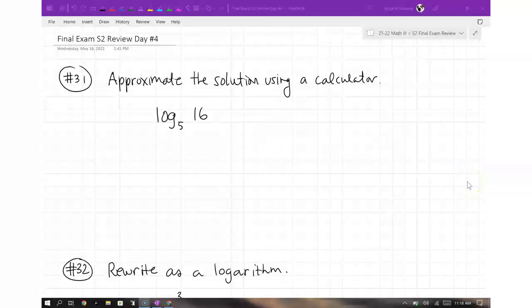All right, so final exam semester 2 review, day number 4. We only have one more day after this to finish off the 50 questions. So for number 31, it says approximate the solution using a calculator.